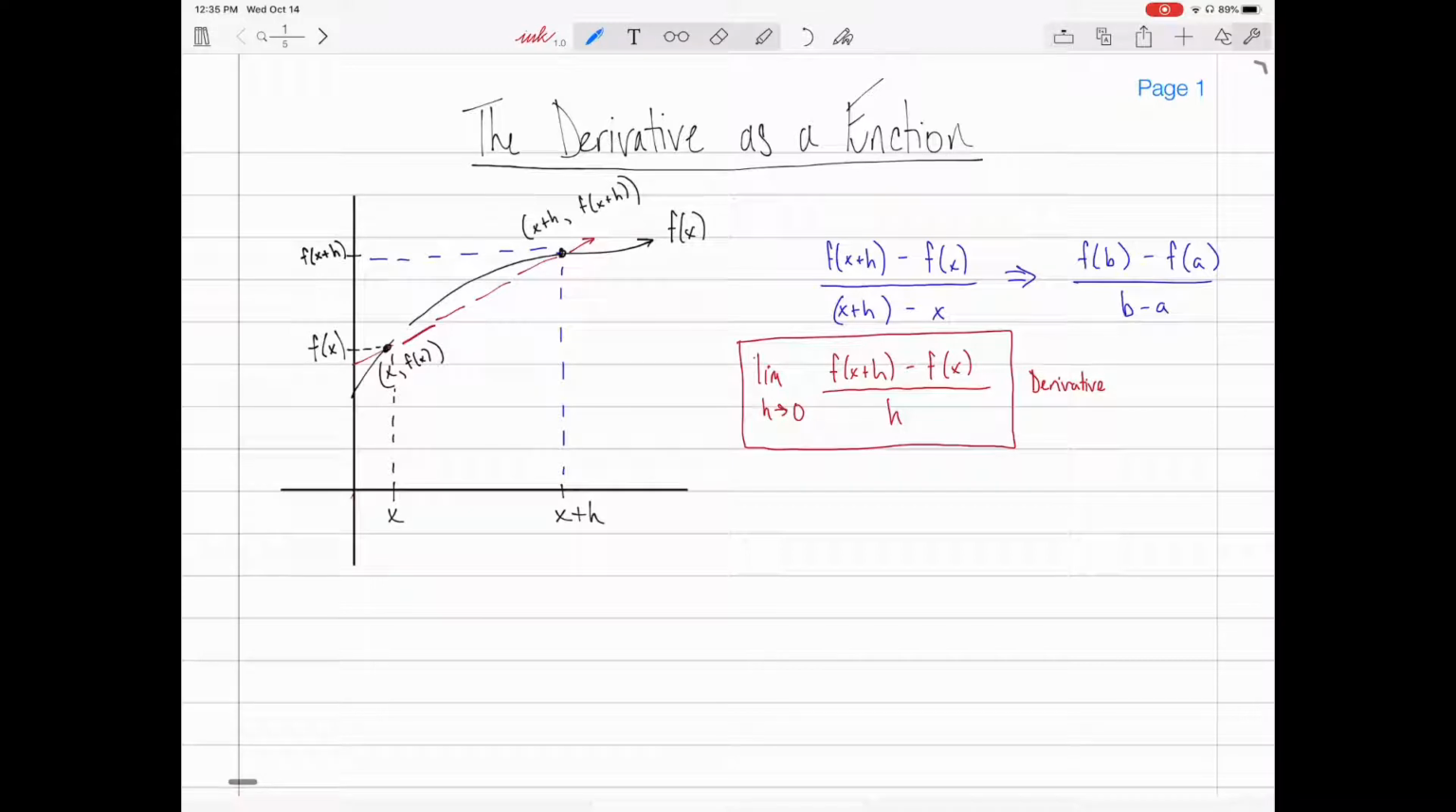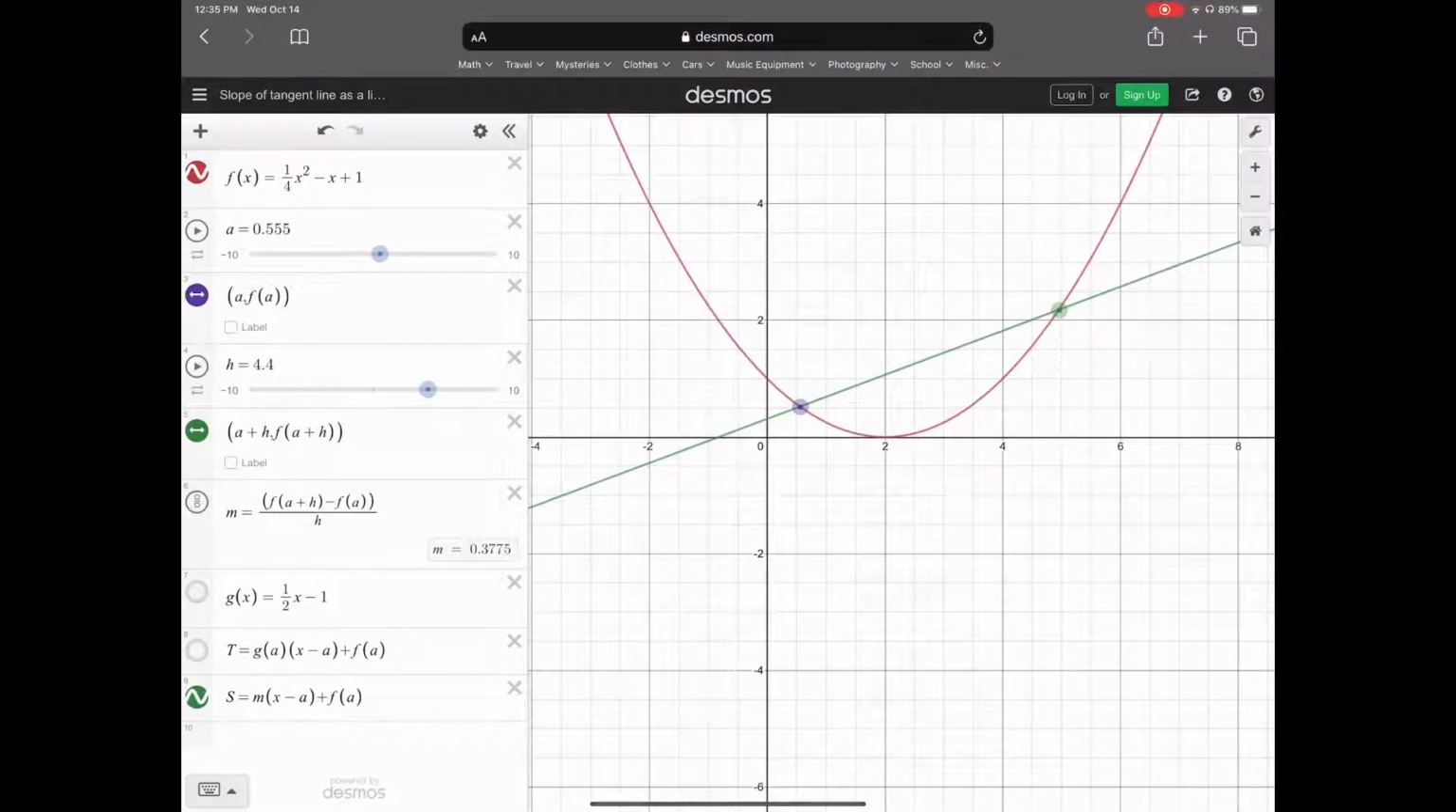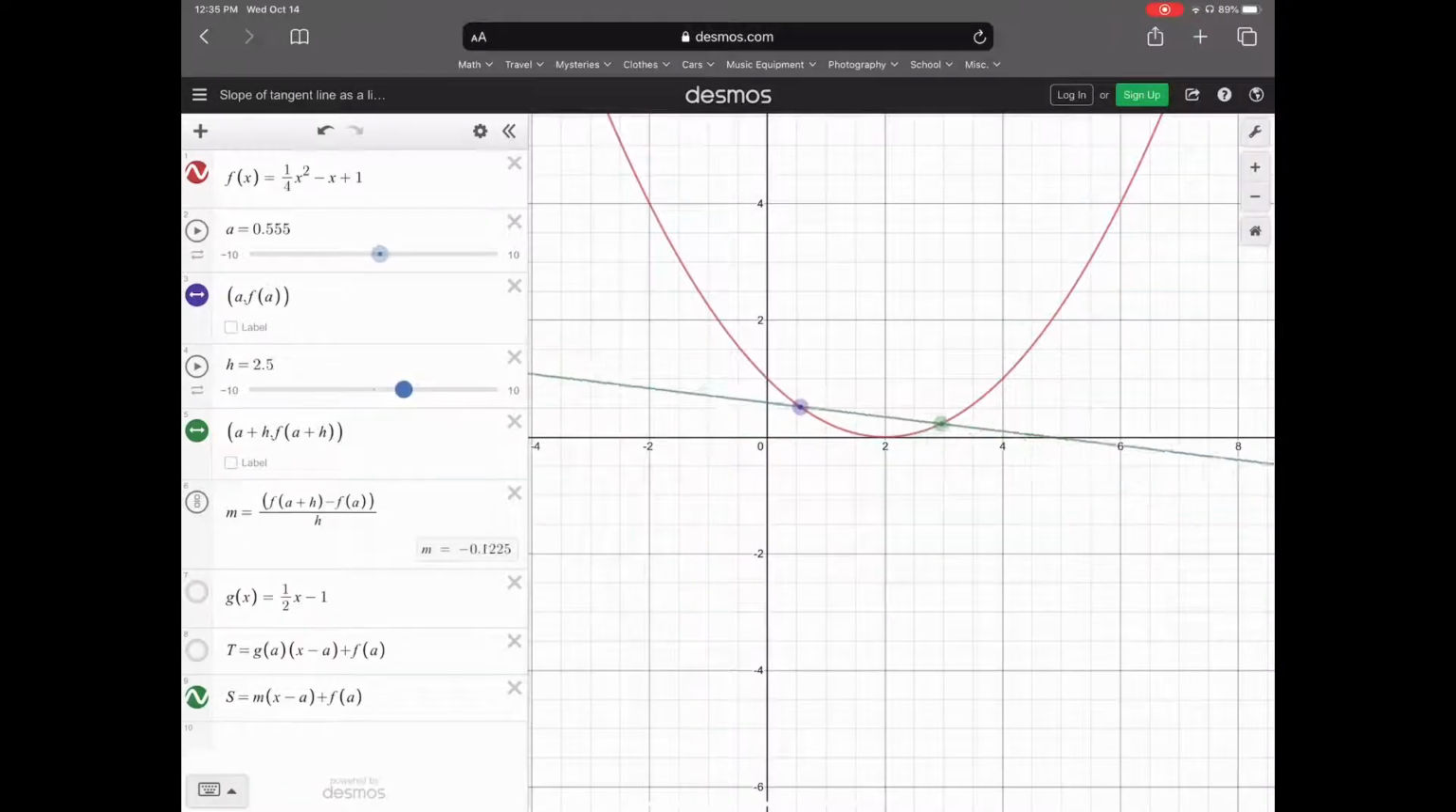Okay, so what I'm going to do is go into Desmos and show you a quick demonstration of what that means visually. It's really hard to show on a static screen. So there's Desmos. We have the function up here, 1/4 x squared minus x plus 1. The green line in this picture represents our secant line. You can see that all of these are secant lines between 2 points.